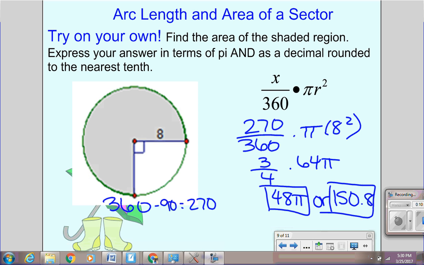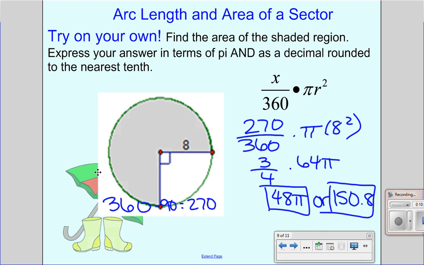All right, we should have gotten a value of 48 pi, or 150.8. If you did not get this correct, please make sure that you remember to subtract the 90 from the 360, because the shaded region was indeed not the angle given to you. So you had to subtract from 360.